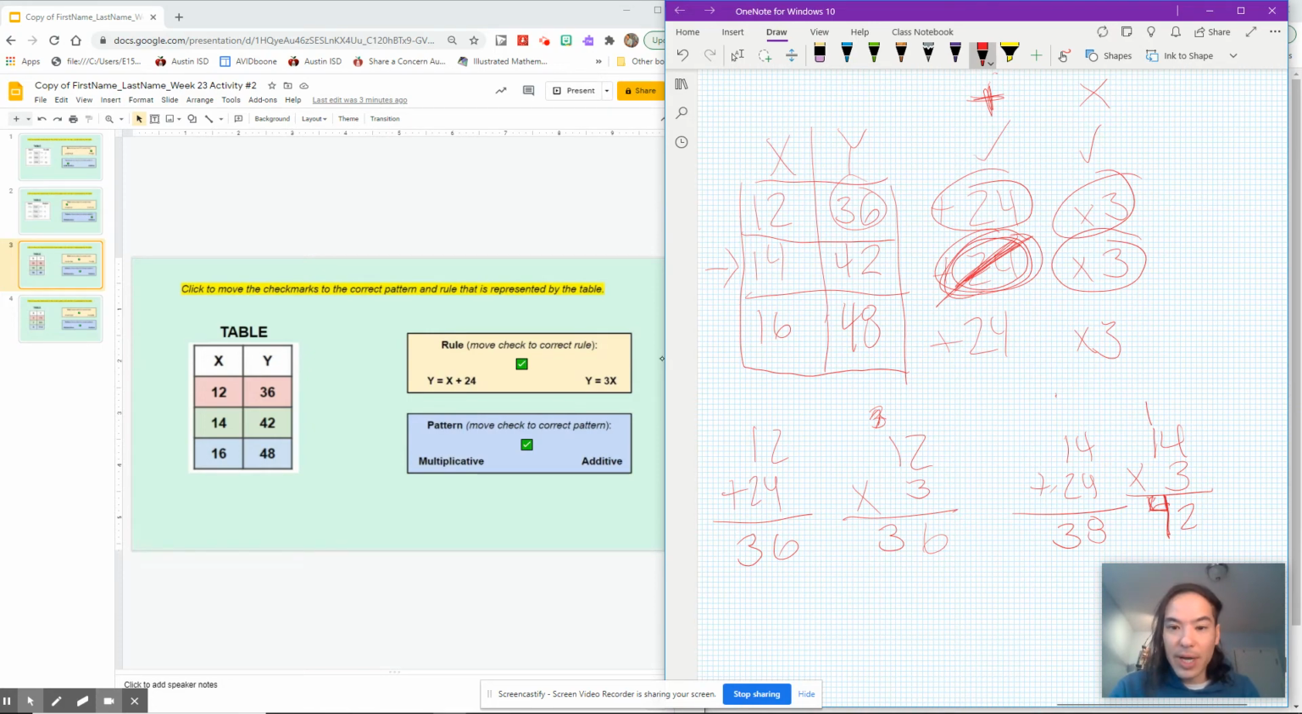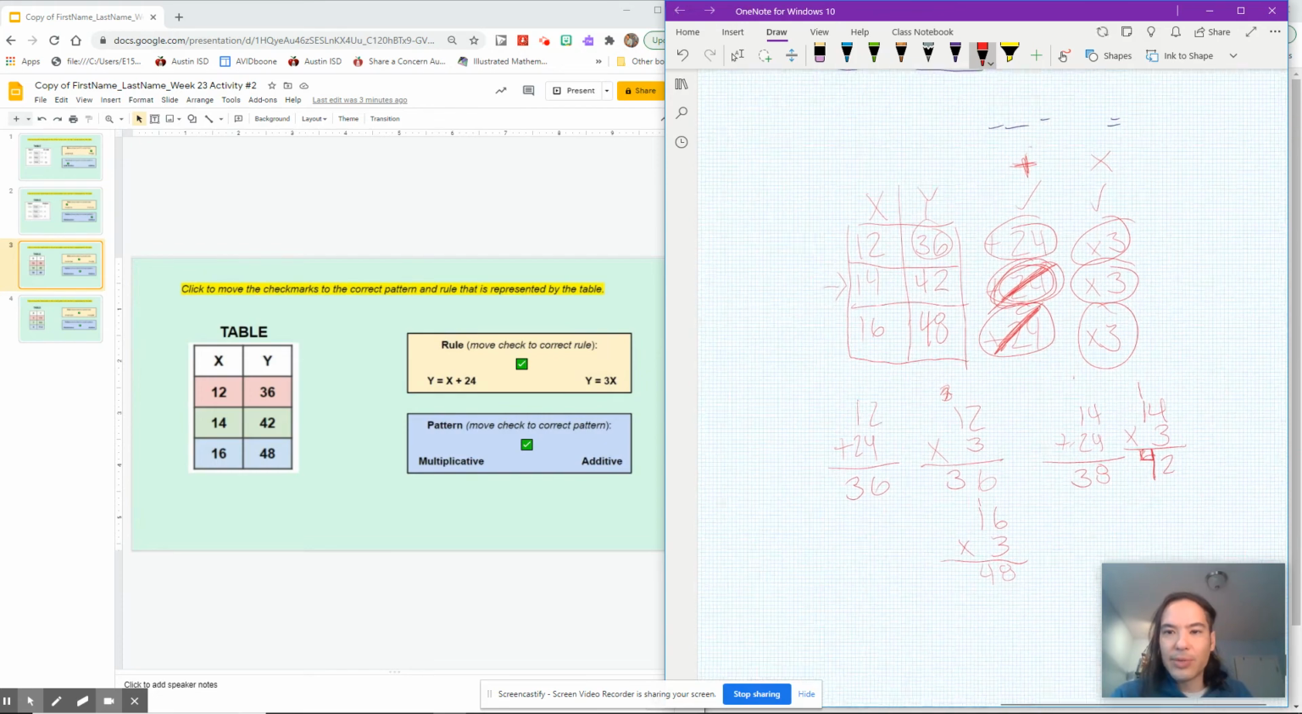So let's go ahead and try our last one, 16 times 3, since we're pretty sure that times 3 is going to work. 3 times 6 is 18. 3 times 1 is 3, plus 1 is 4, 48. Look at that, 16 times 3 equals 48. That one's good. 24 plus 24 does not work. So it looks like out of the rules that we have, it's the times 3 rule.